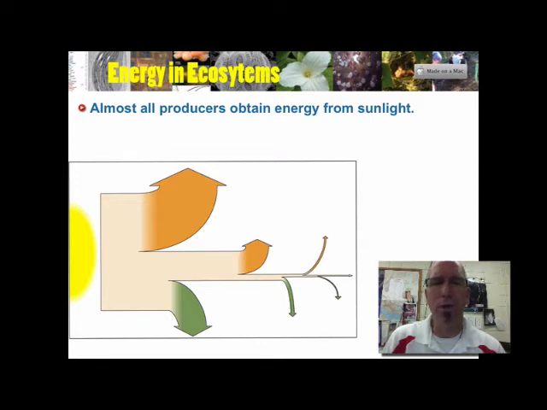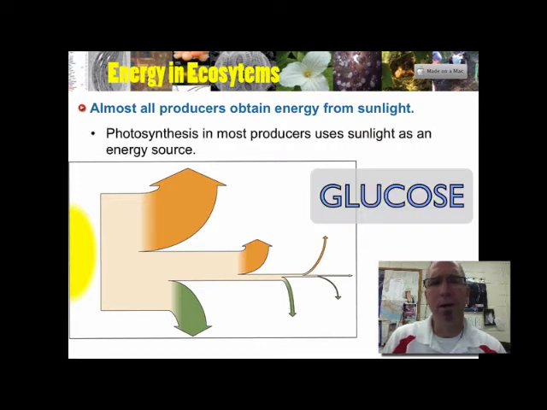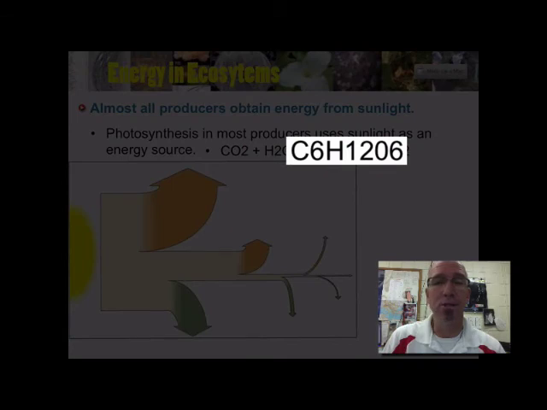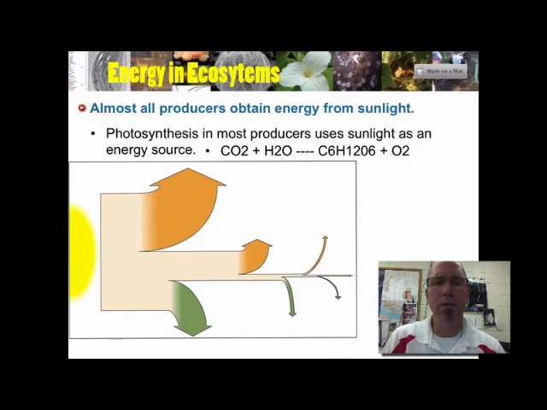All producers have to get their energy from sunlight. Almost all producers, and that's where we're going to spend our time, talking about photosynthetic organisms that take carbon dioxide and water, and they make C6H12O6, which is glucose, and then give off oxygen. So we're going to spend our time talking about photosynthesizers. They take light energy and turn it into chemical energy. And going along with that, they create a lot of material, and that's called biomass.